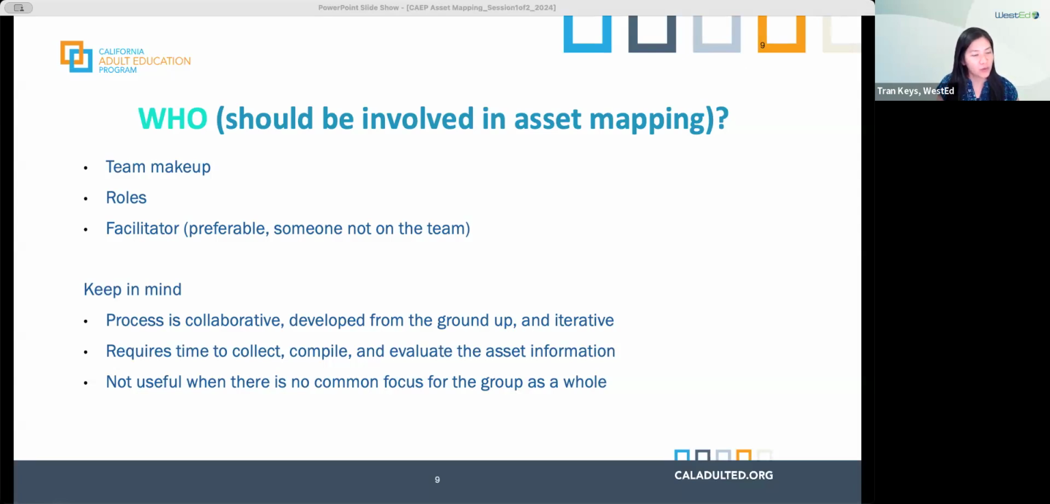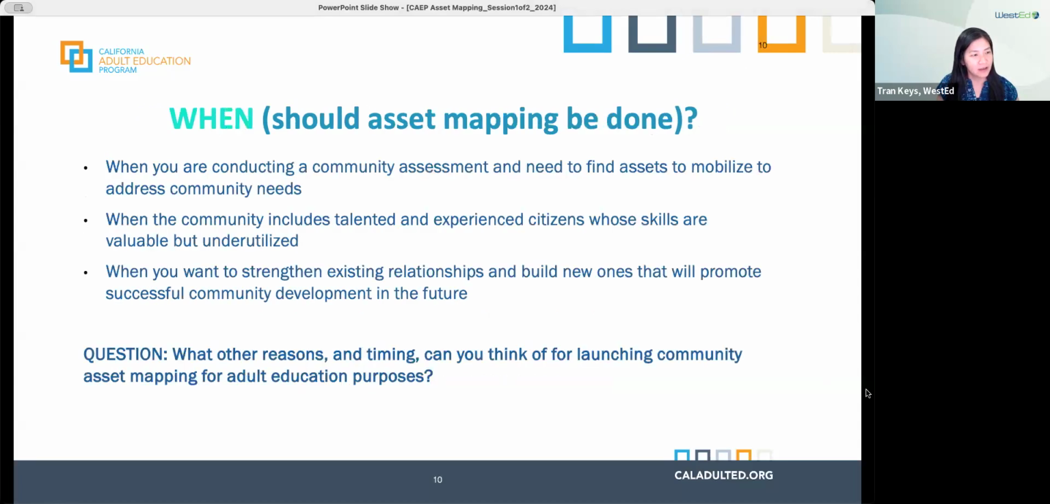So after the who, we go to the when. When should asset mapping be done? Well, I say now. If you haven't done it, the quick answer is now. Let me explain. When you're conducting a community assessment and you need to find assets to do the work to mobilize, that's a good entry point for sure. And when the community includes talented, experienced folks whose skills are valuable and underutilized, it's a great time to unearth this. The third bullet point is when you want to strengthen existing relationships, because we know you have relationships out there, and you also want to build new ones that will promote successful community development, right? You want to keep that going, okay? So that's the when. I always say the entry point is, if you haven't done it, consider doing it.